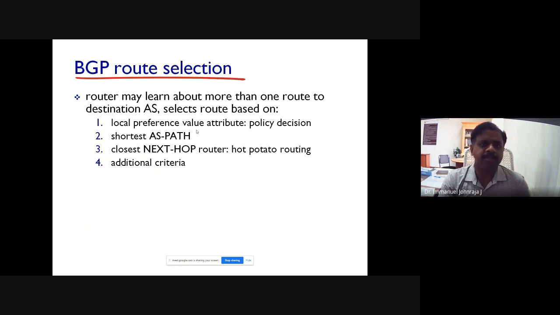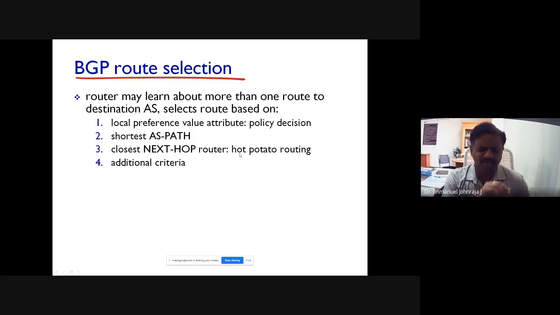Okay, how does BGP select the best route? A router may learn about more than one route, as in the case of IBGP, but how is the best route selected? There are 4 steps. One is the local preference value attribute, a policy decision, whether it comes under your policy. Okay, shortlist. Then which is having the shortest autonomous system path? But if there is a tie, then who is having the closest next hop router? You go for hot potato routing.